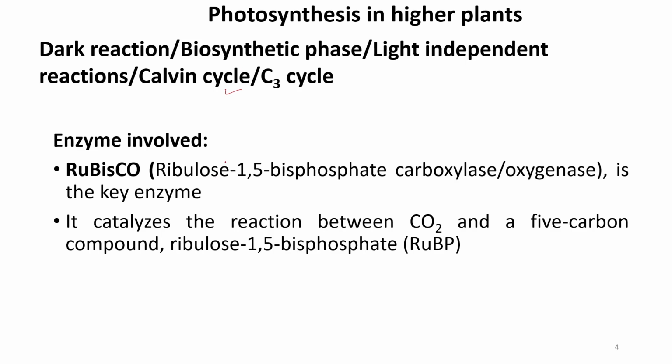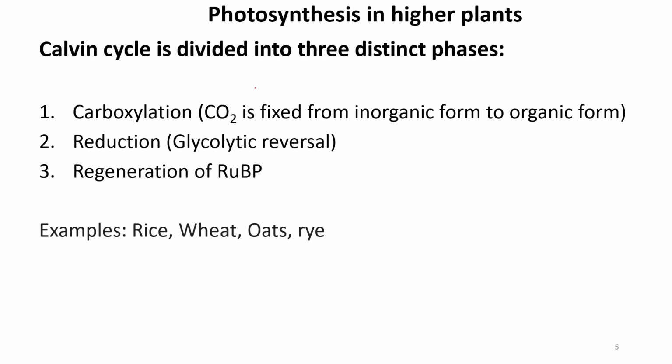Now the enzyme involved here is rubisco. What is the full form of rubisco? Ribulose 1,5-bisphosphate carboxylase oxygenase. It has both carboxylase and oxygenase activity. And what does this enzyme catalyze? If we are talking about the C3 cycle, rubisco catalyzes the reaction between carbon dioxide and a 5-carbon compound known as RuBP, ribulose 1,5-bisphosphate.